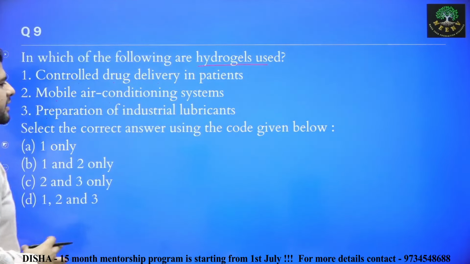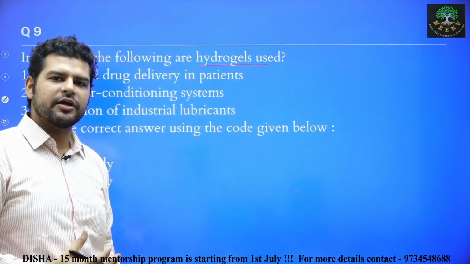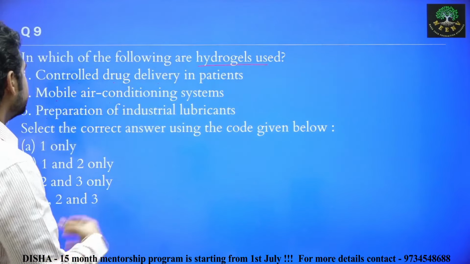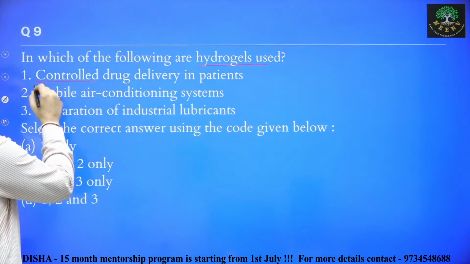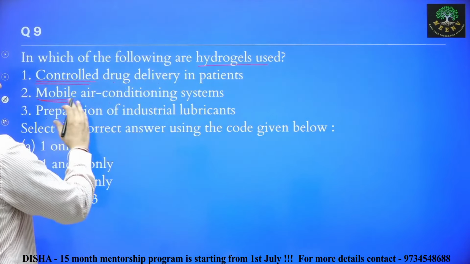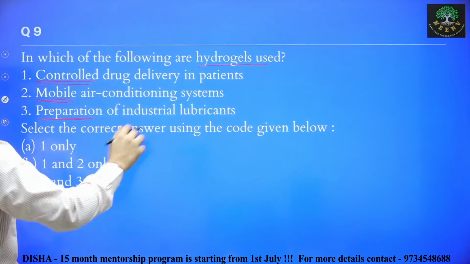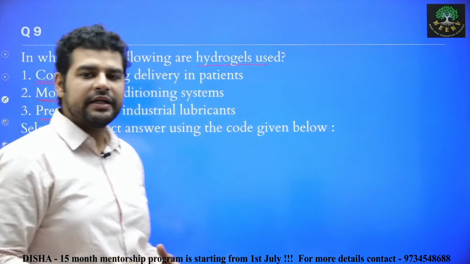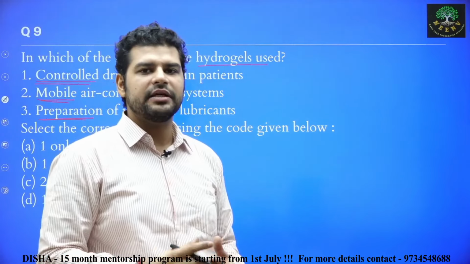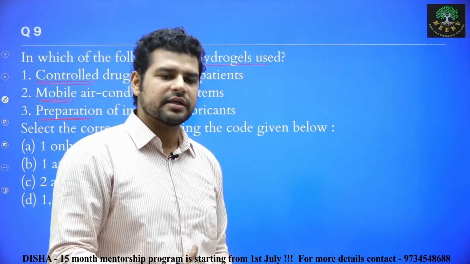While reading this, I want you to understand that there are certain keywords inserted by UPSC in these options. First one is controlled. They could have easily said drug delivery. Second is mobile. They could have easily said air conditioning system, right? Preparation of industrial lubricants. They did not say usage in lubricants. They are saying preparation of lubricants, so it's a raw material they are saying, right?